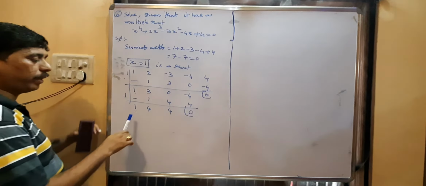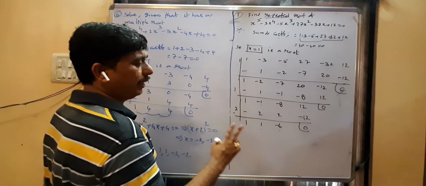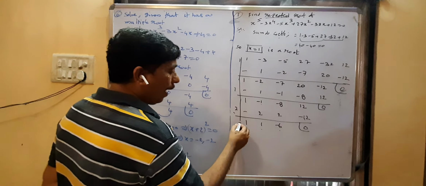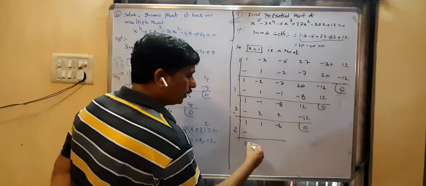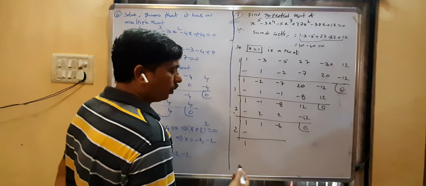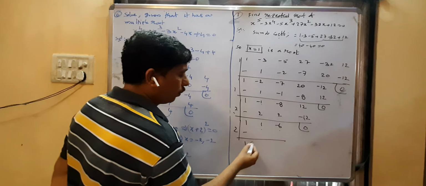Remainder 0 means obviously 2 is a root. The fifth degree equation has 5 roots. Out of 5 roots, 3 roots are 1, 1, 2. The remaining is a second degree quotient. I will check again with respect to 2, to see whether the remainder is 0 or not. 2 into 1 is 2, 1 plus 2 is 3, 2 into 3 is 6. The remainder is 0. That means 2 is one more root.